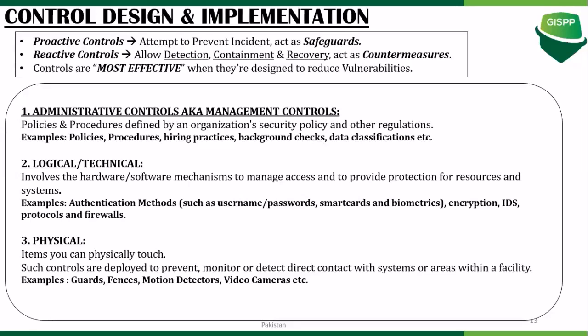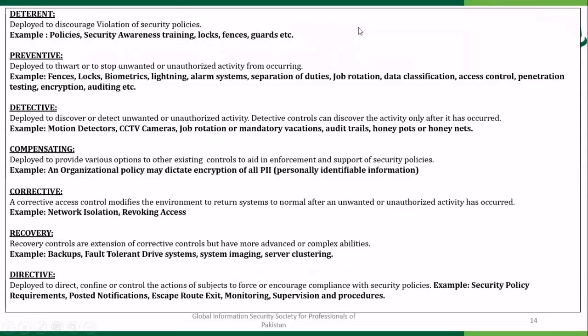Now, under these three controls, you have other controls as well, which can be deterrent, preventive, detective, compensating, corrective, recovery, and directive. So deterrent controls are meant to discourage the violation of security policies. Now, if you see over here, policies and security awareness training, these are essentially what? These are administrative controls, but they are falling under the subset of deterrent controls. If you check the example of locks, fences, guards, these are the physical controls, but they are meant to do what? They are meant to deter.